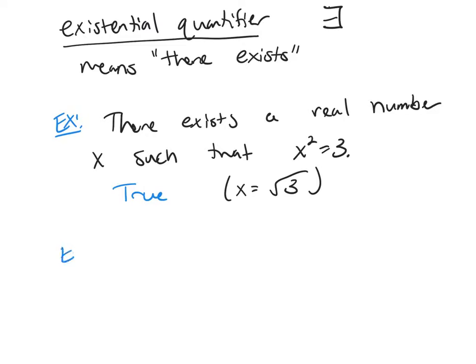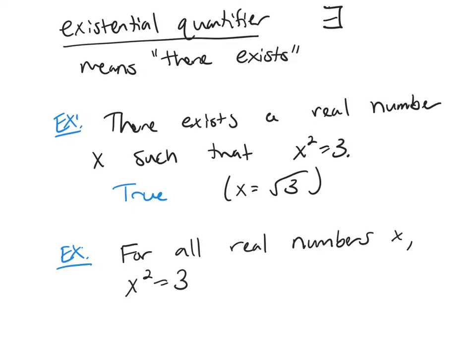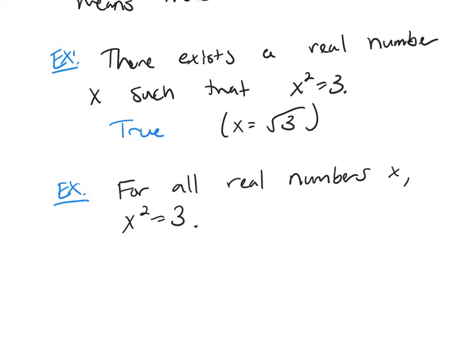Now what if I change to the universal quantifier? If I say for all real numbers x, x squared equals 3, would that be true or false? That would be false, because there are some real numbers that, when you square them, you don't get 3. For example, if x equals 0, 0 squared is 0, which is not 3.